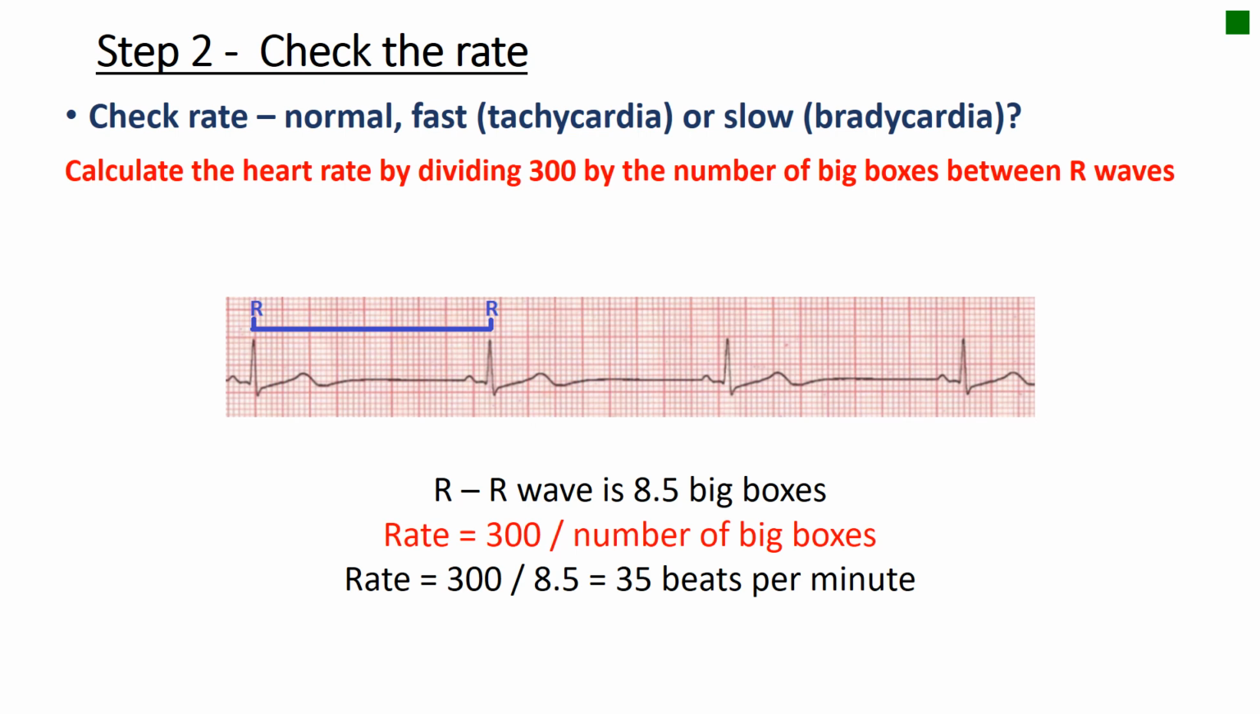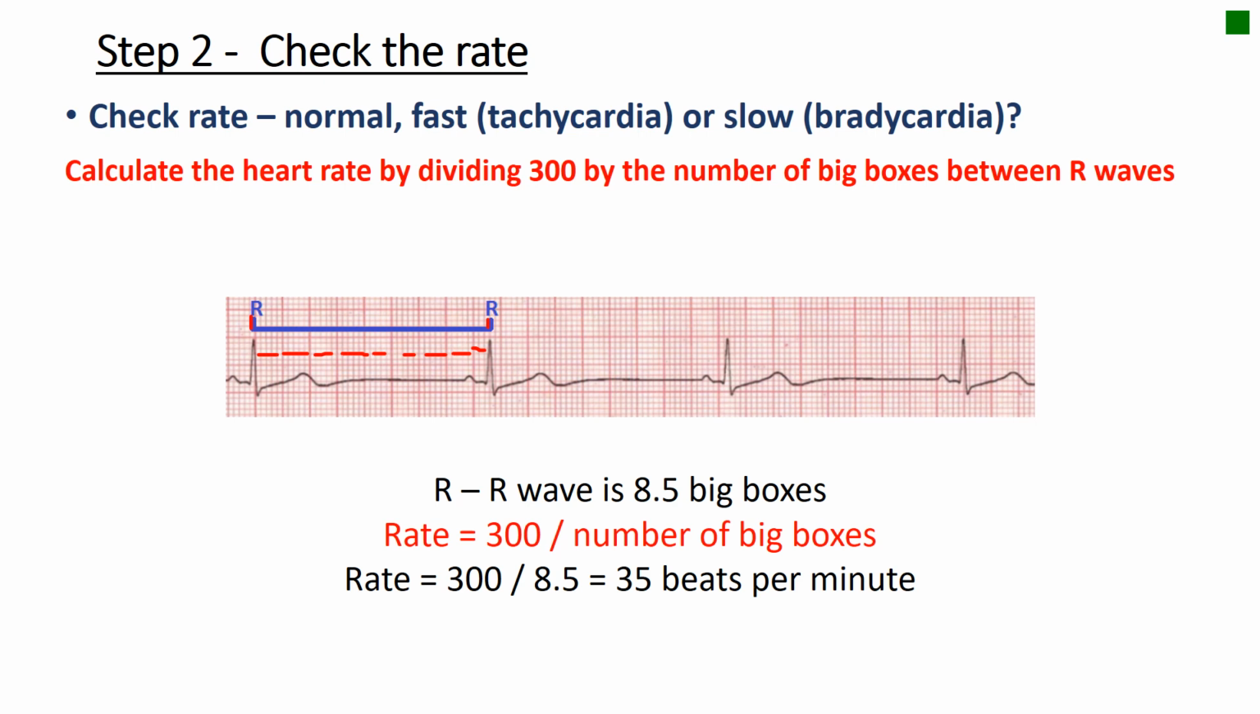So here we have an ECG where we want to check the rate. Is it fast, normal, or slow? An easy way to do this is to measure the number of big squares, the 5 small squares making a big square. What's the distance between the peak of the QRS complex to the next QRS complex? And you can count the squares in between. 1, 2, 3, 4, 5, 6, 7, 8, 8.5. So the R to R wave is 8.5 big boxes.